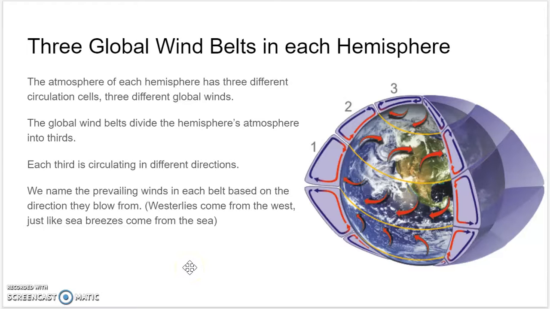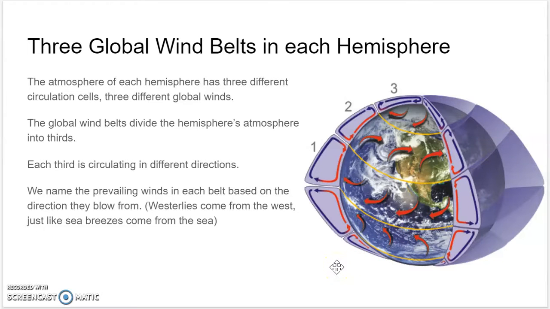We call these global wind belts because they literally wrap around the earth like a belt. And they're moving in different directions, right? Like this one's going down the way we would expect, but then this one's going up the way we wouldn't expect. And then this one's going down the way we would expect. And then here's the equator. Below the equator, it's going north to get to the equator. So they're all going in slightly different directions.